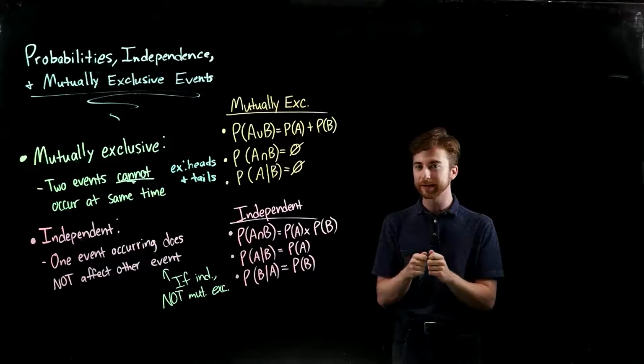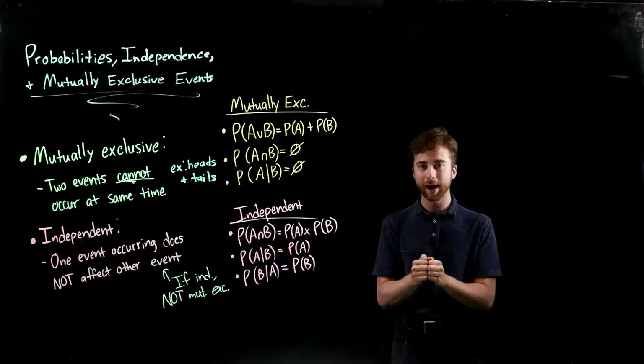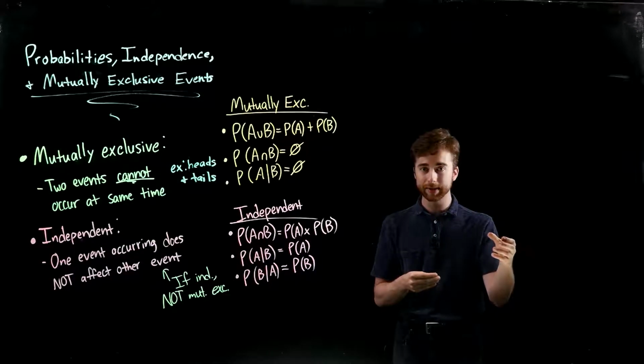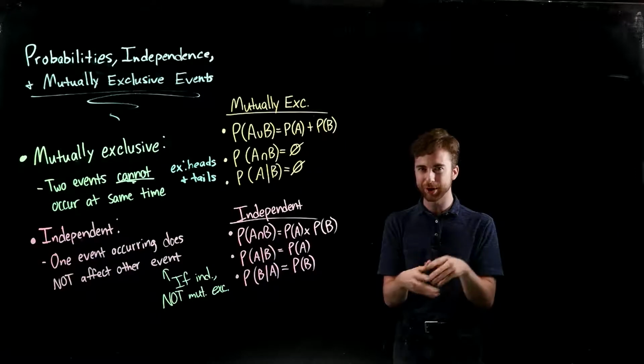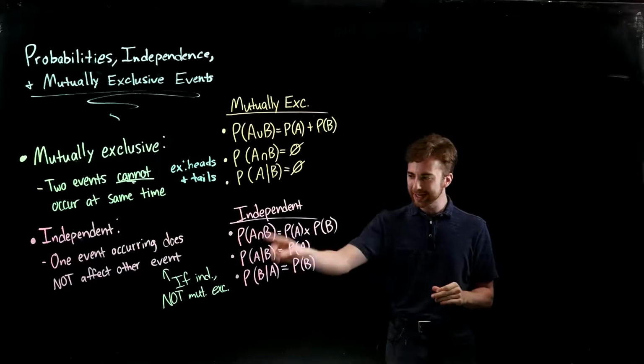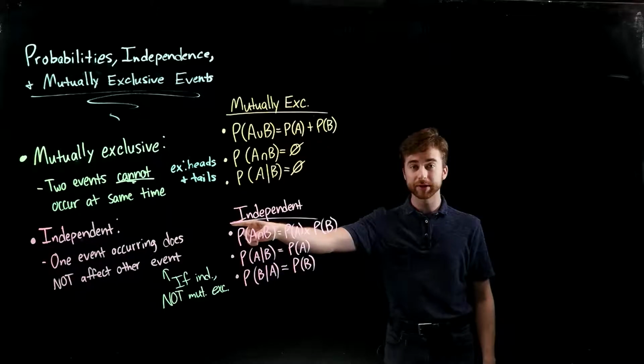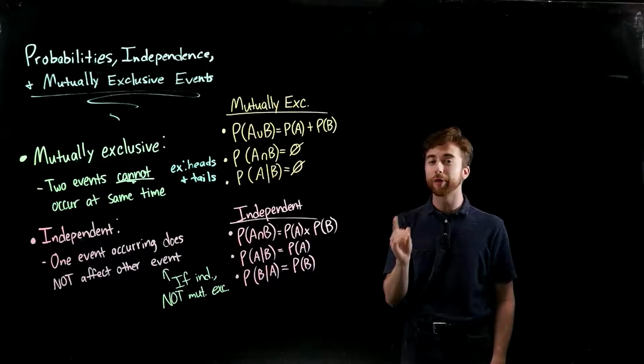It means that two events cannot occur at the same time. Well, if two events can't occur at the same time, that means that if one happens, the other one can't happen, right? That sounds like a pretty dependent relationship, right? So if it's independent, that means that they're not mutually exclusive. It's not necessarily the other way around, though.